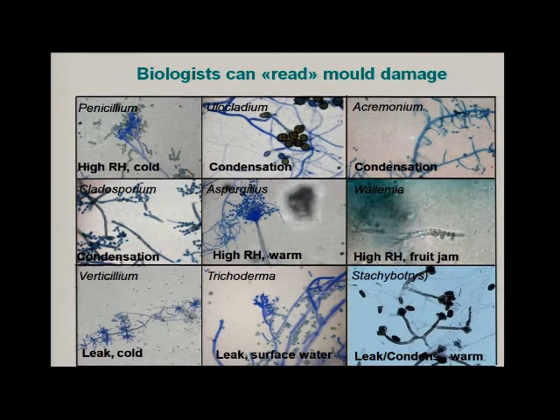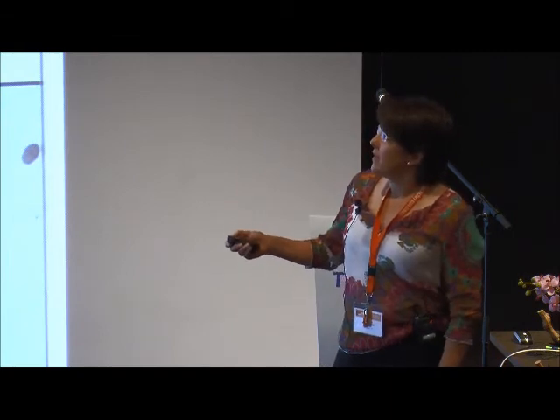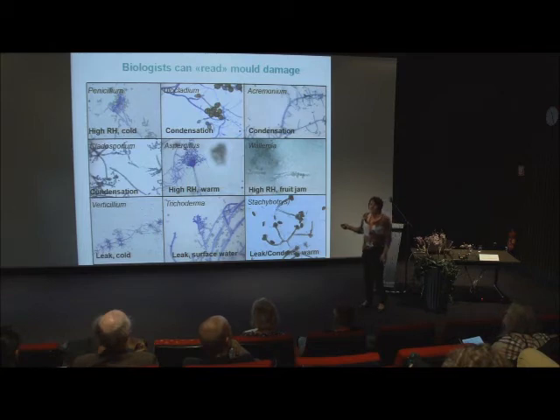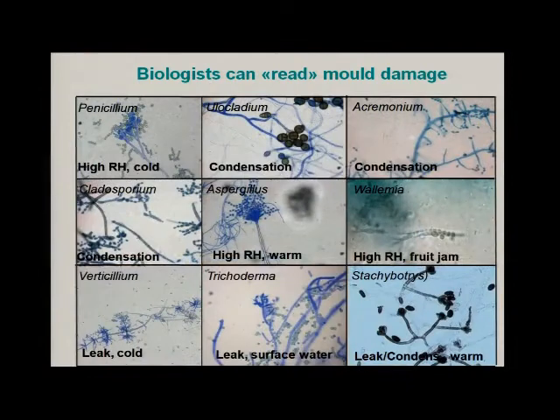By looking at the fungi that grow in the building, you can see what kind of moisture damage you have. The first ones that come into the building as relative humidity rises are Penicillium and Aspergillus, Penicillium growing in colder places. And then if you have condensation, you have growth of Ulocladium, Acremonium, or Cladosporium. In case of leakages, you usually get Verticillium, Trichoderma, and Stachybotrys. Cold surface, water available, and then even continuous condensation for Stachybotrys.